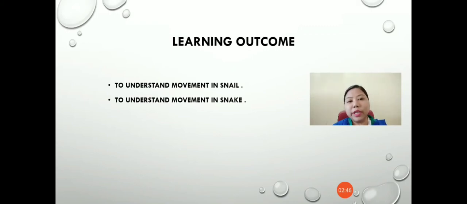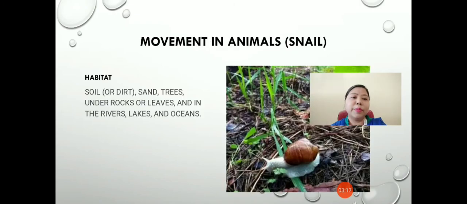So children, in today's class we are going to discuss the movement in snail and snake. After today's class, you will be able to understand and explain how movement takes place in snail and how movement takes place in snake. You will also be able to observe the difference between the movement in snail and snake, and you'll also be able to compare the movement of snail, snake and the movement of earthworm which we did in the previous class. So let us begin.